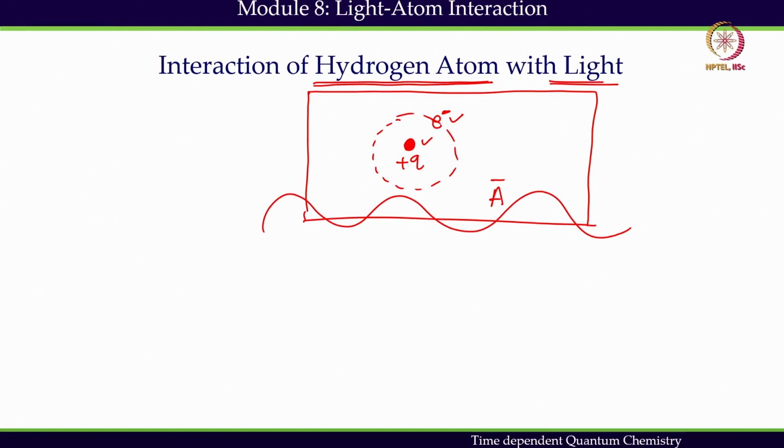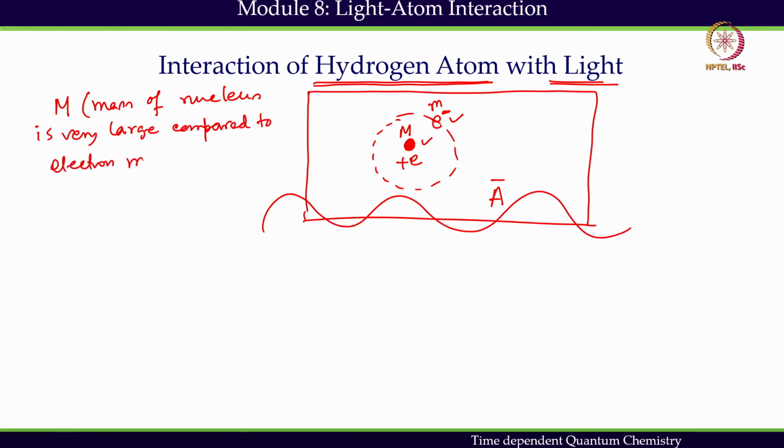Now, to describe a hydrogen atom in an electromagnetic field, we must take into account the presence of nuclear charge. Nuclear charge, positive charge, I have included here. Because it is negative charge here, so it's going to be positive plus e charge. And also, it has a mass M, and this has a mass m. Now, since M, that is the mass of the nucleus, is very large compared to electron mass, we will say that the interaction between radiation field and nuclear charge can be neglected. It is not affected by this vector potential or the light field.